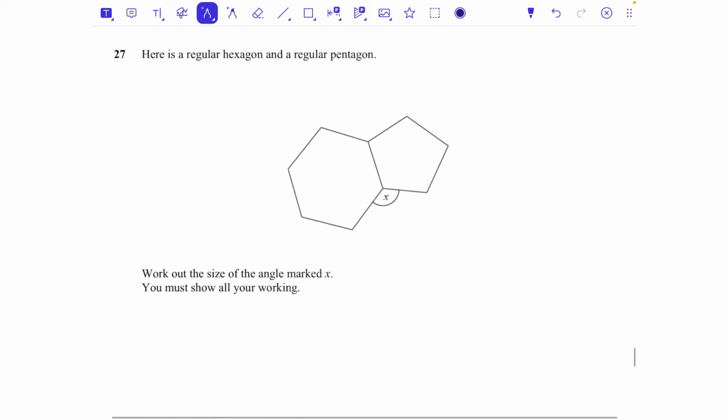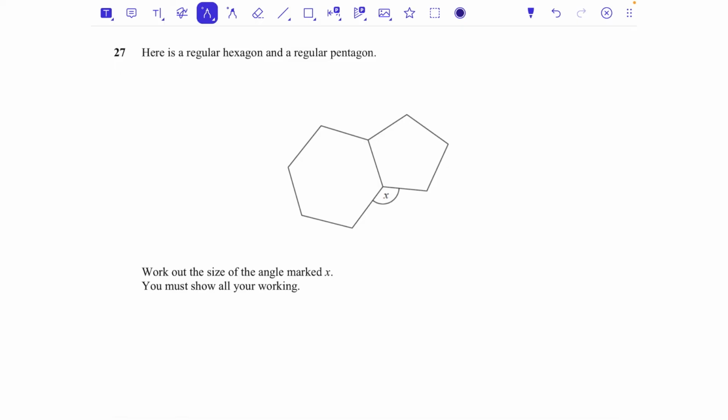Question number 27. Here is a regular hexagon and a regular pentagon. Work out the size of the angle marked X. You must show all your working. So a 5-sided shape, a pentagon, to work out how many degrees in total we have inside the pentagon, we do the number of sides, which is 5, take away 2, times by 180. So the formula to work out how many degrees are inside a shape is the number of sides, take away 2, times by 180.